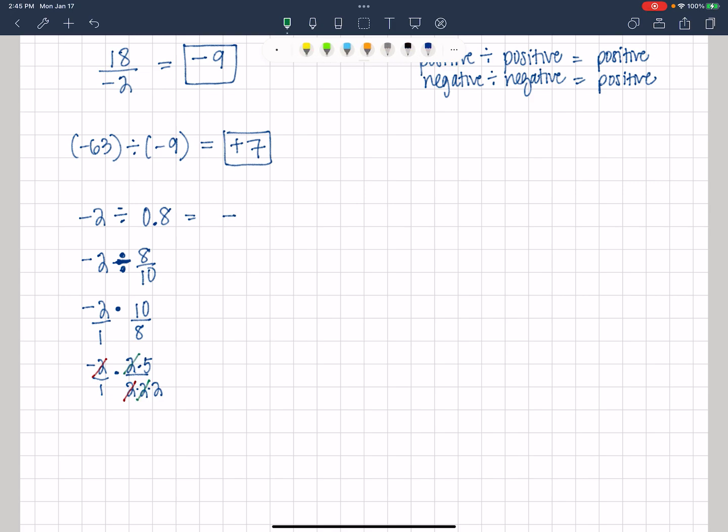Because remember, a factor in the numerator with that same exact factor in the denominator is a value of 1. So we're going to end up with a negative value. Remember, we're way up here. A negative 5 over 2. And that's how I would divide if I was dealing with division of a decimal.